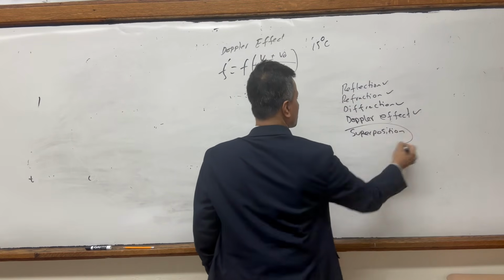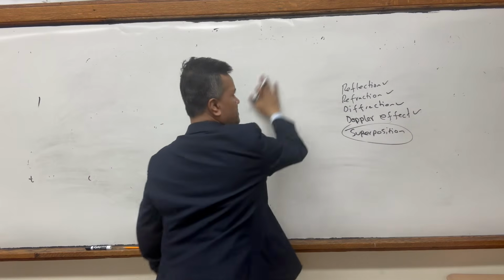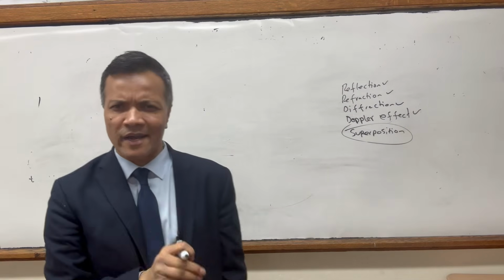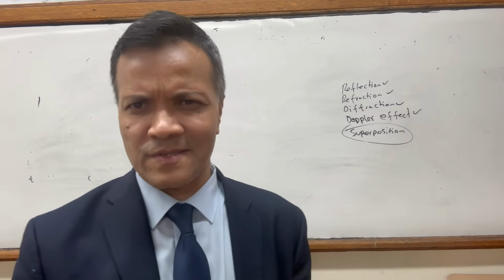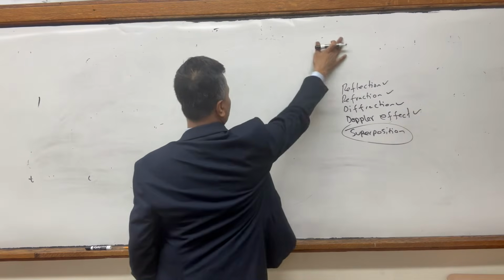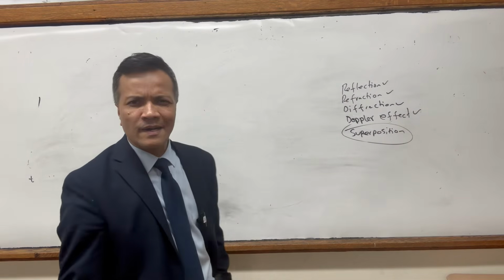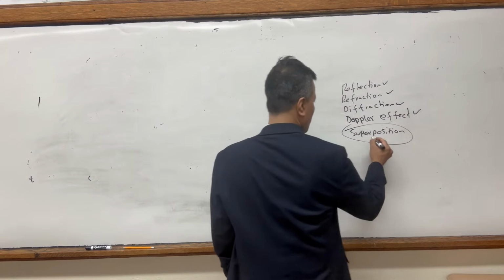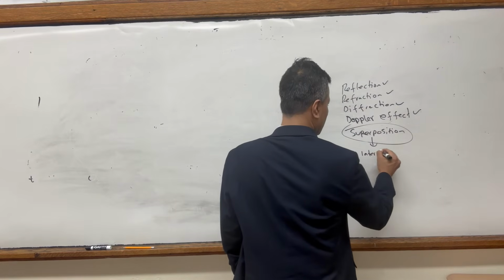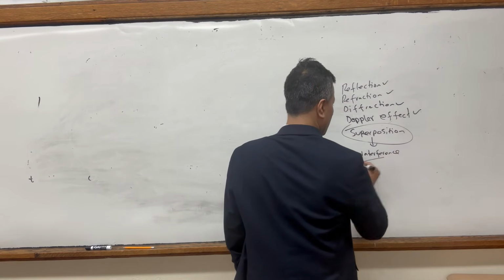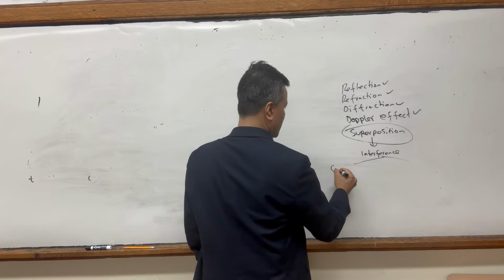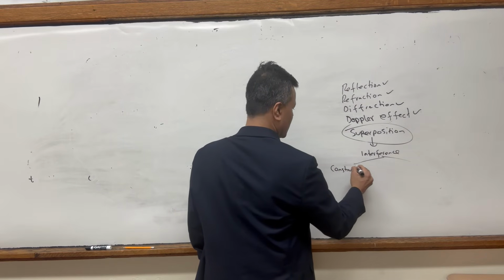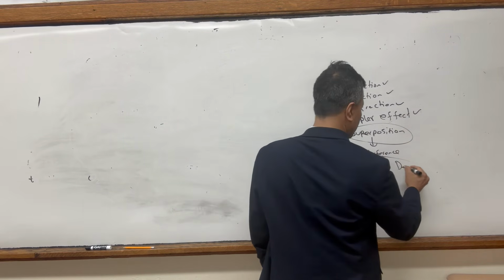So what is superposition? Superposition is when two waves are at the same location at exactly the same time, right? That's superposition, okay? So what is the consequence of superposition? Interference. There are two types of interference, constructive and destructive.